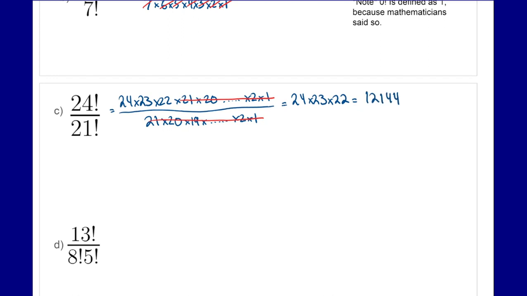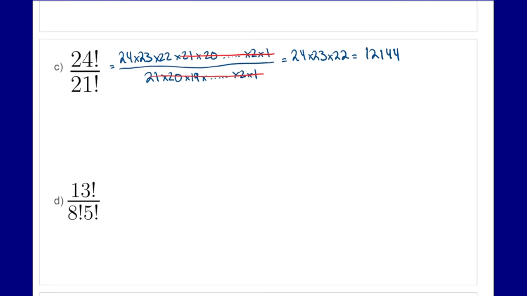12,144. Now again, depending on your calculator, you may be able to just enter it as is. You may not be able to, in which case you would have to use the factorial notation, or the expanded form, to simplify it to get your answer. Because your calculator can do 24 times 23 times 22. The other values, depending on how large they are, maybe not.